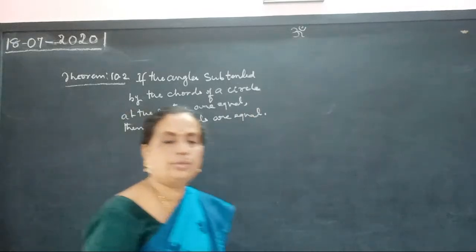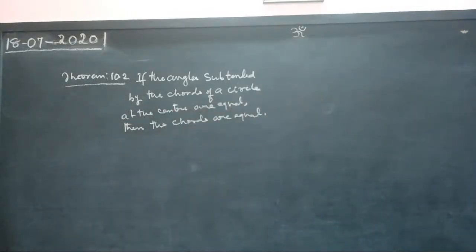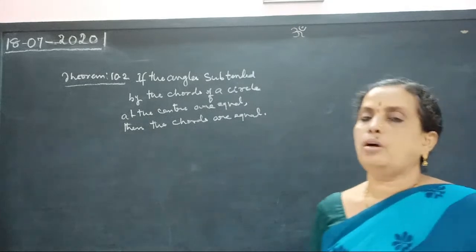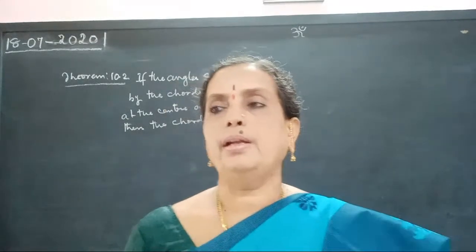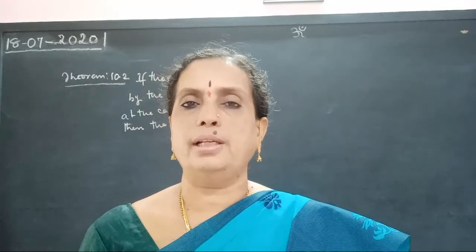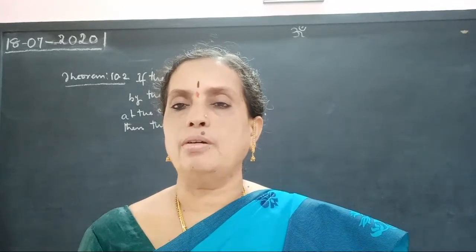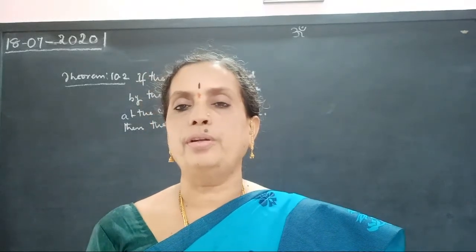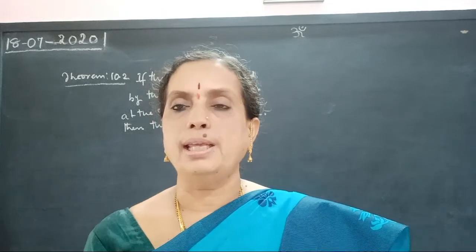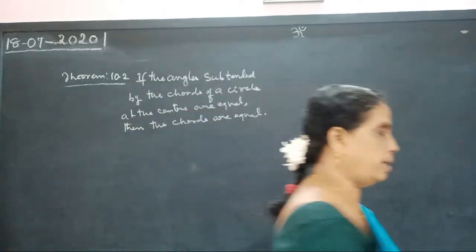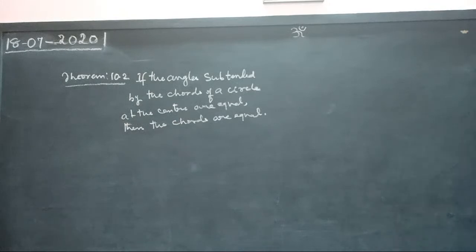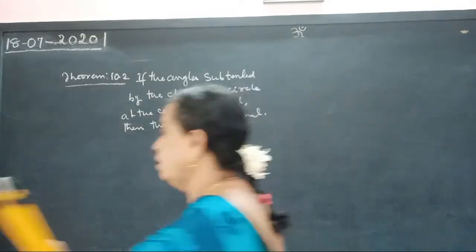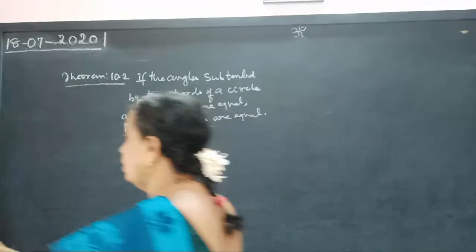Yesterday, according to theorem 10.1, what we proved, equal chords of a circle subtend equal angles at the center by SSS congruency. Today, its converse we are going to prove by using SAS congruency. Take the figure, draw a circle, and the condition is that the two chords are subtending equal angles at the center.